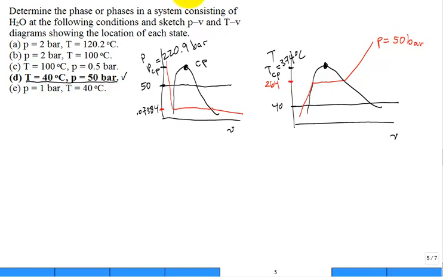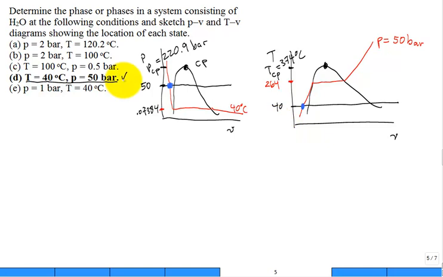So on both of these, it's where you intersect the 40 degrees C line. I didn't even emphasize that. This is the 40 degrees C isotherm, and 50 bar, so it's right here. So it's compressed liquid. Likewise, the state would be right here on a TV diagram, compressed liquid.